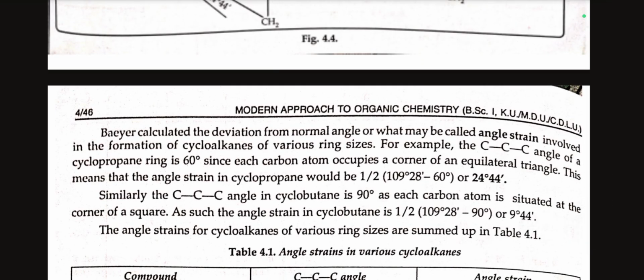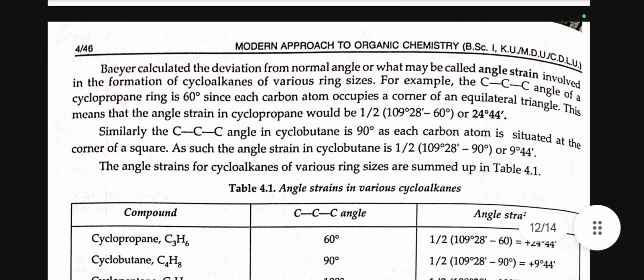Baeyer calculated the deviation from the normal angle, which we call angle strain, involved in the formation of cycloalkanes of various ring sizes. For example, the carbon angle of a cyclopropane ring is 60 degrees, since each carbon occupies a corner of an equilateral triangle. This means the angle strain would be 24 degrees 44 minutes. Similarly, the carbon angle in cyclobutane is 90 degrees, as each carbon is situated at the corner of a square. As such, the angle strain will be 9 degrees 44 minutes.